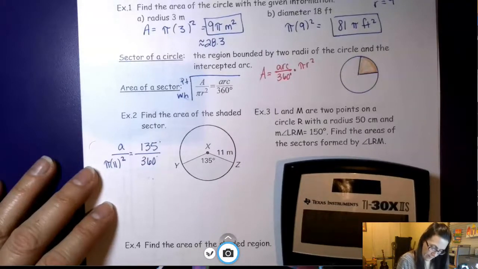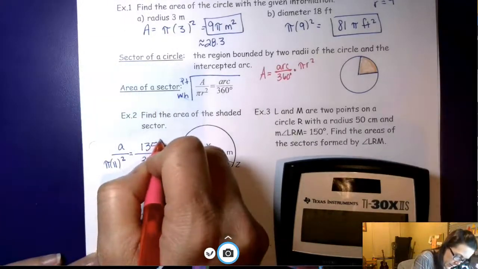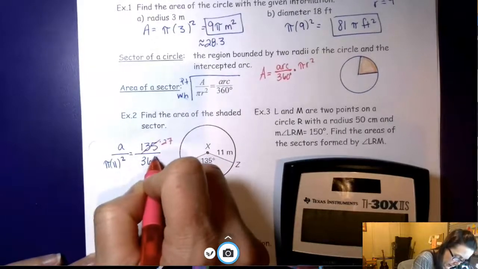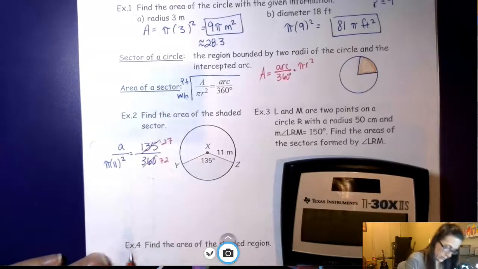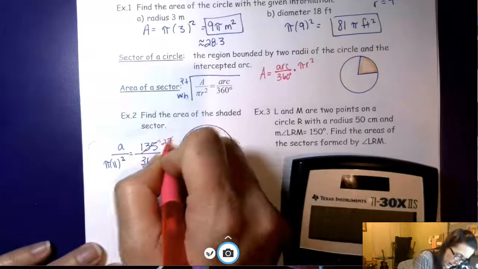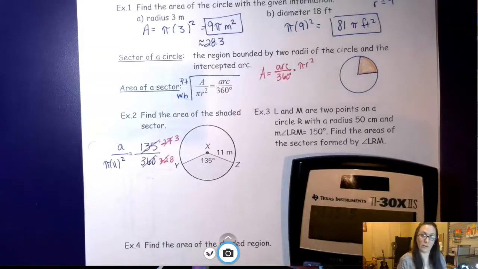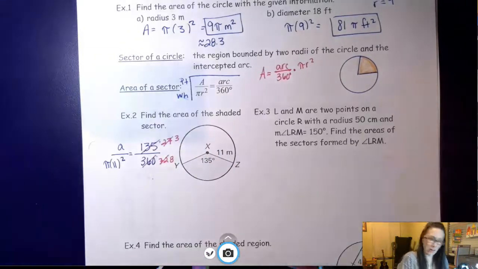135 divided by 5. I can divide them both by 5. I get 27 up top, divided by 5 down here, I get 72. Well, those are both divisible by 9. Divide by 9, I get 3. Divide by 9, I get 8. I can't divide any farther. So simplify as much as you can, if possible.